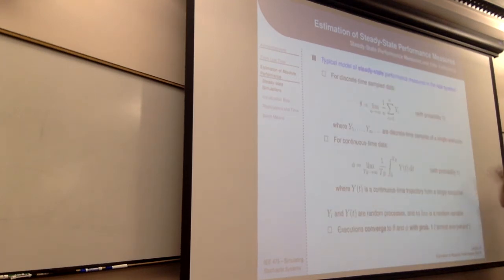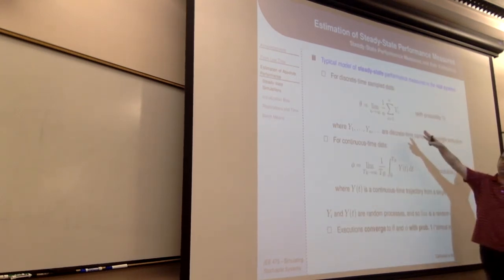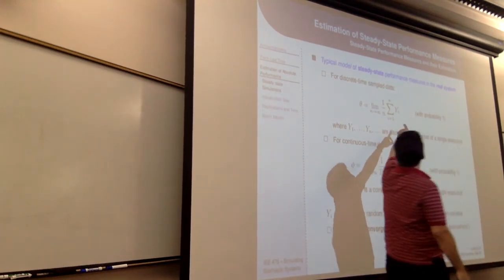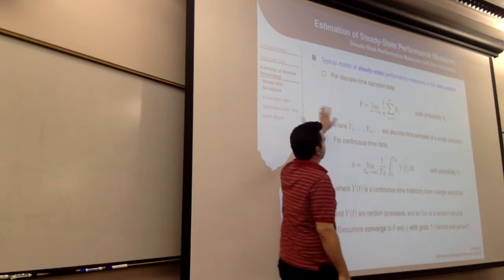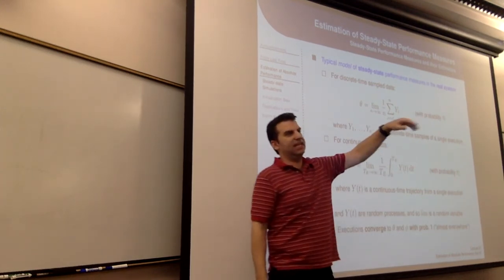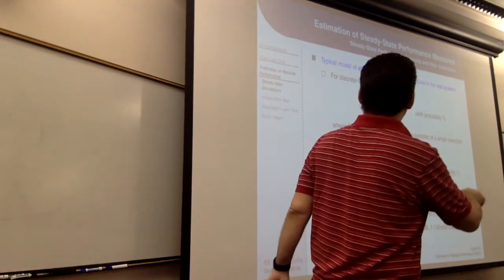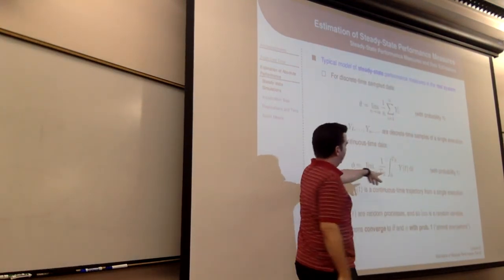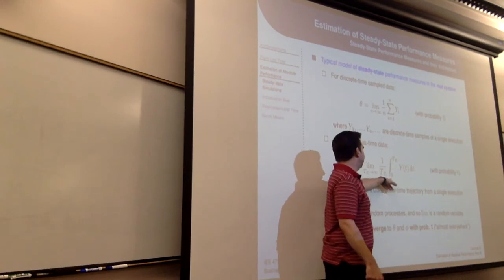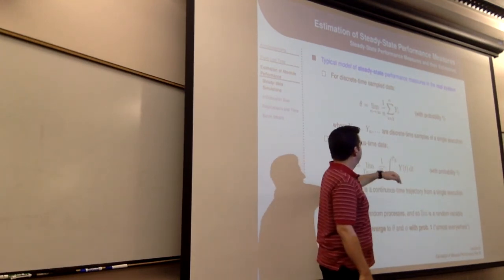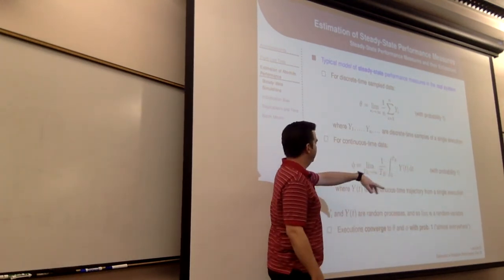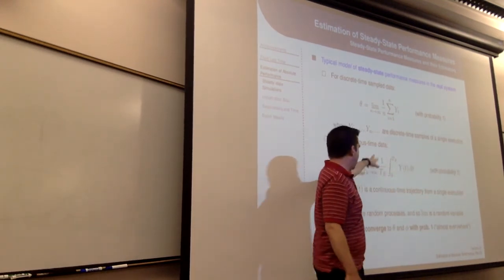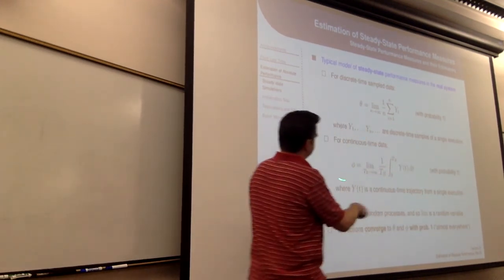So now we're estimating these limiting performance characteristics. From the real system, if you had a tally of data, you take the limit of the average as n goes to infinity, and that gives you the performance you're trying to estimate. For a continuous time system, so for time persistent data, you take the integral underneath the curve from 0 to the end of the simulation, where you take that end all the way to infinity, and then average over that, and that gives you the continuous time estimate.